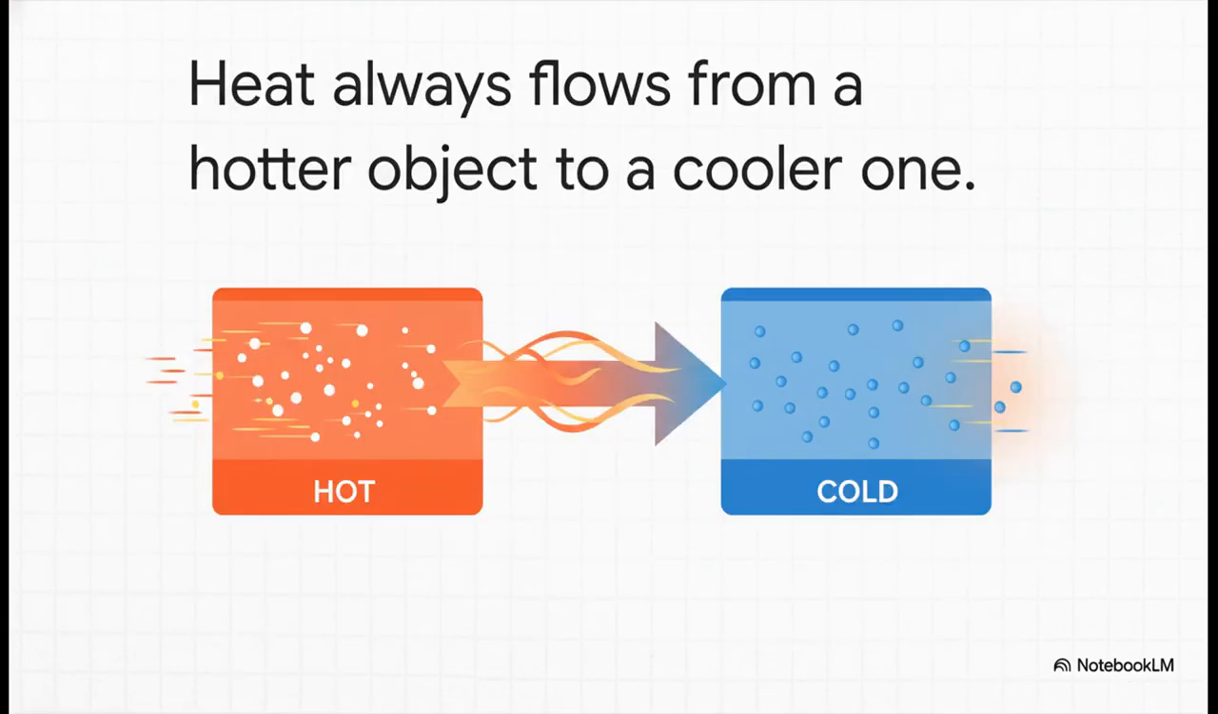And here is the absolute golden rule of heat. It's a fundamental law of physics. The universe is always trying to find balance. So that energy will always move from a place with fast-moving molecules to a place with slower ones. The cooler object soaks up that energy and warms up until they both kind of even out.